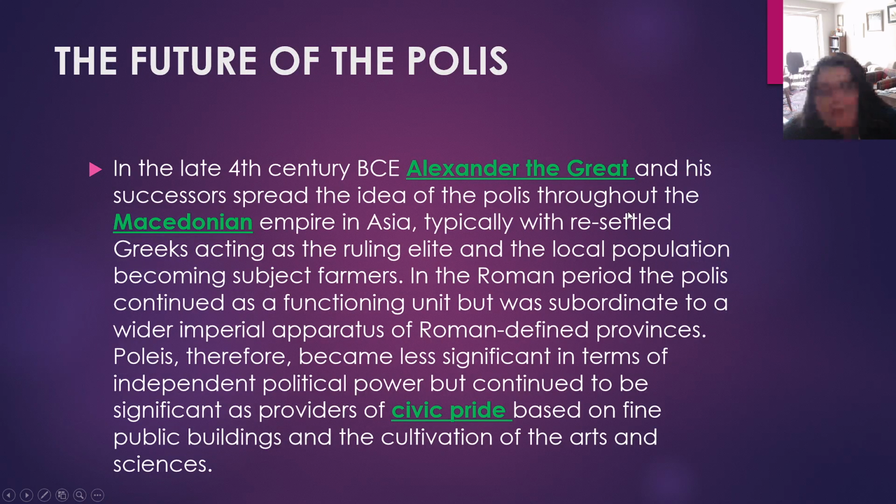The future of the polis. In the late 4th century BCE, Alexander the Great and his successors spread the idea of the polis throughout the Macedonian Empire in Asia, typically with resettled Greeks acting as the ruling elite and the local population becoming subject farmers. In the Roman period, the polis continued as a functioning unit but was subordinate to a wider imperial apparatus of Roman-defined provinces. Polis therefore became less significant in terms of independent political power, but continued to be significant as providers of civic pride based on fine public buildings and the cultivation of the arts and sciences.